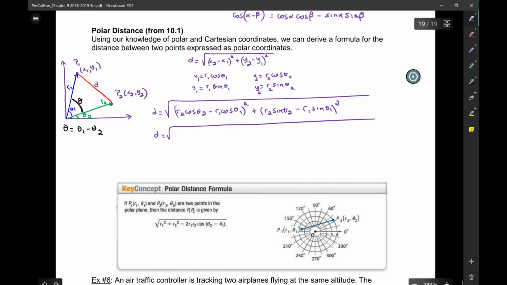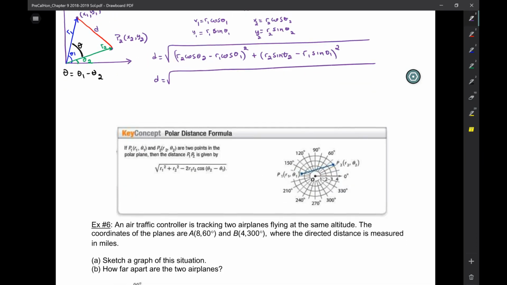So remember, when we square a binomial, it's the first term squared, 2 times these, and then the last term squared. So when I square the first term, I get r2 squared cosine squared theta 2 minus 2, all right, we'll do it this way.